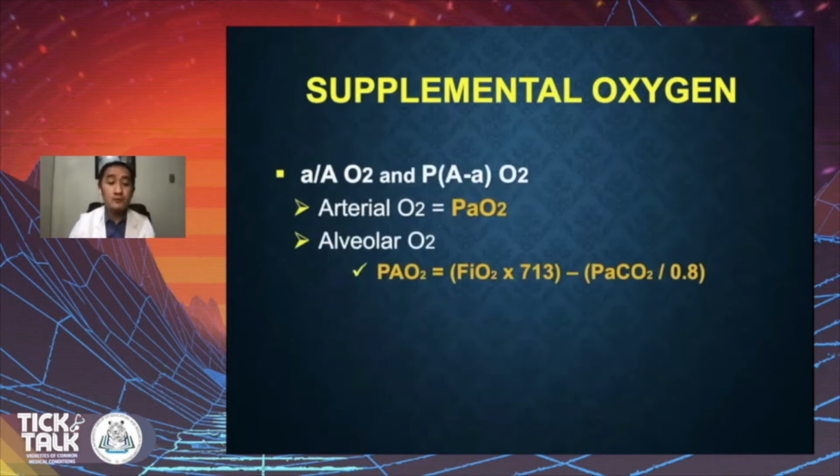But to compute for the ratio and the gradient, we need to know the alveolar PO2. And the alveolar PO2 is equivalent to this formula, which is FiO2 times 713 minus arterial CO2 over 0.8.